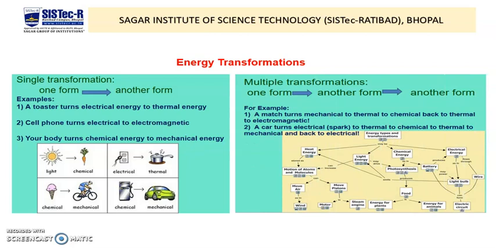Multiple transformation means transformation of energy from one form to another form to another form. For example, a match turns mechanical to thermal to chemical, then back to thermal to electromagnetic. A car turns electric spark to thermal to chemical to thermal to mechanical and back to electrical.